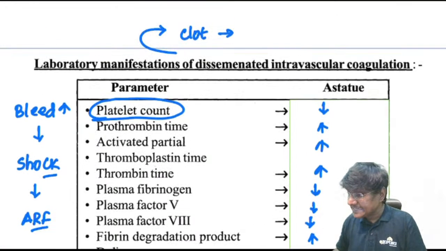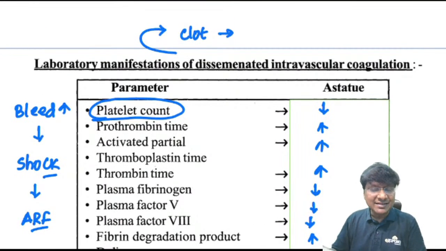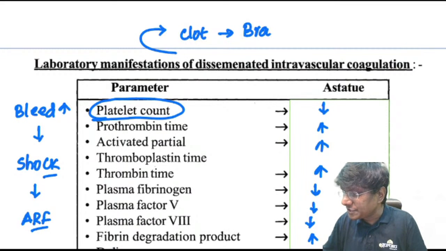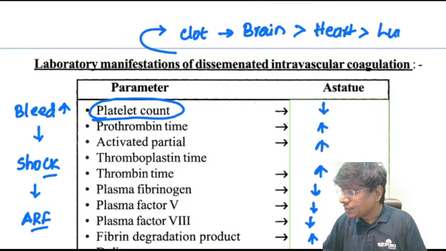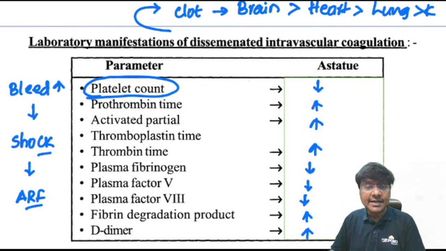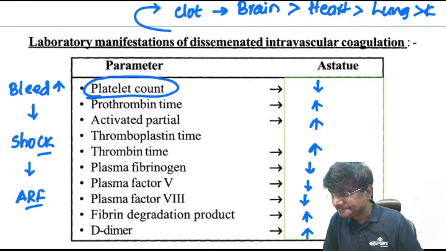Next, I said the clot formation, and this particular clot can occur in multiple vessels in our body, but the place where the clot formation is very common is within the brain, followed by the heart, followed by the lung, followed by the kidney. So these are all the places where the clot formation can occur.